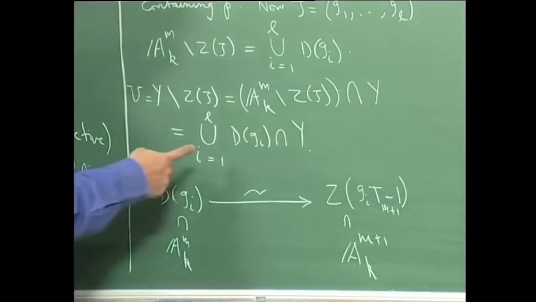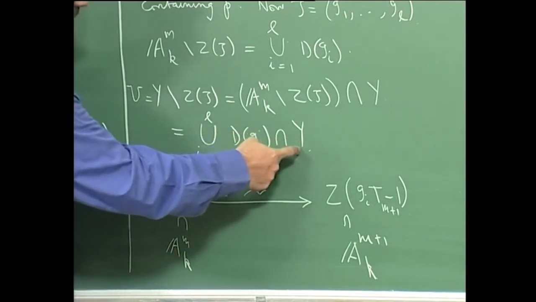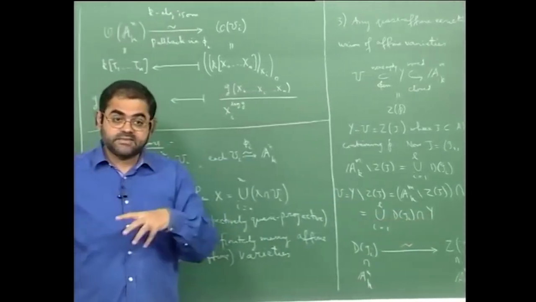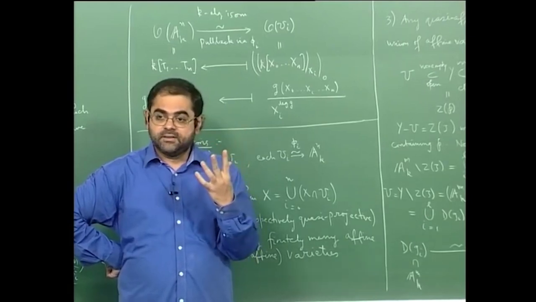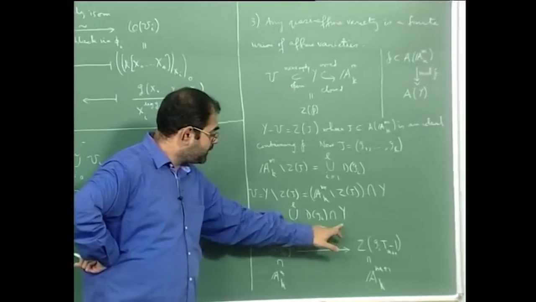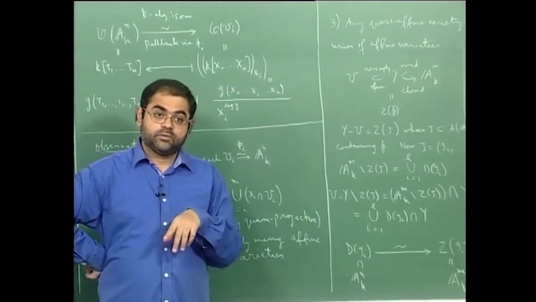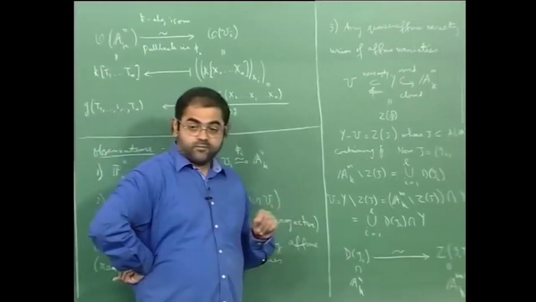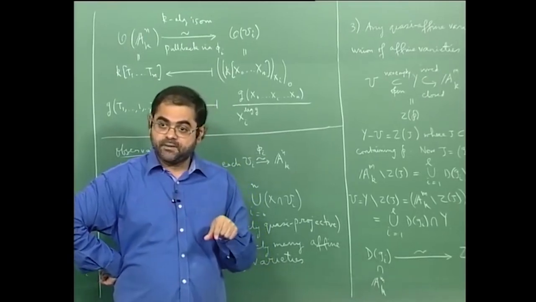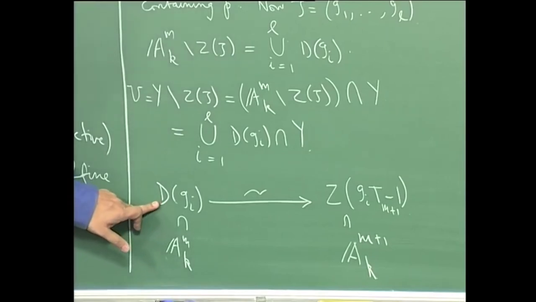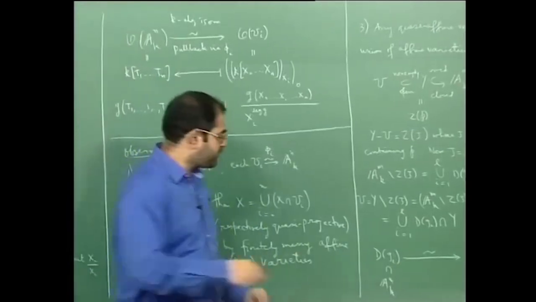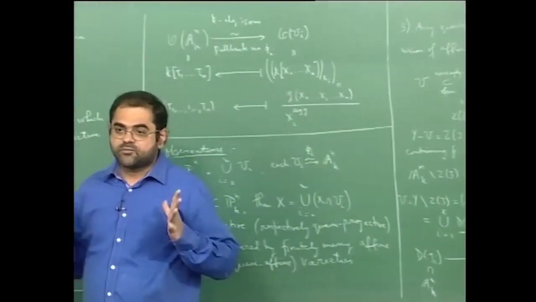So now what I want you to understand is that Y is a closed subset of A^m, therefore Y intersection D(G_i) is a closed subset of D(G_i) for the induced topology. And Y intersection D(G_i) is also irreducible, because D(G_i) intersection Y is a non-empty open subset of Y, and Y is irreducible. So the moral of the story is that D(G_i) intersection Y is an irreducible closed subset of D(G_i), and via this isomorphism it will give you an irreducible closed subset of the affine space, and therefore it will become an affine variety. So I am just trying to say why each D(G_i) intersection Y is itself isomorphic to an affine variety, okay.